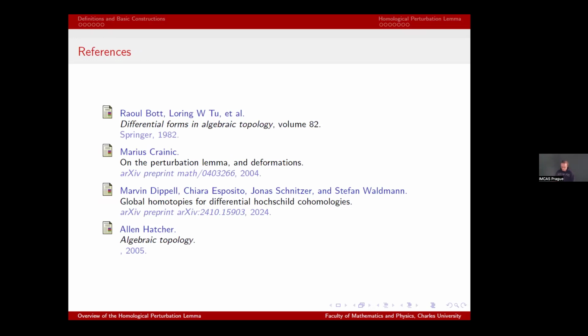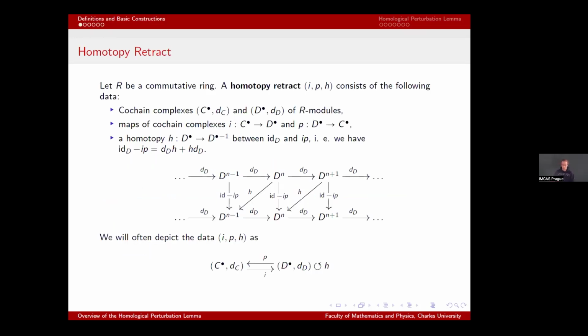So my slides follow mostly the paper of Marvin and his co-authors. So this paper, Global Homotopies for Differential Hochschild Cohomologies, the appendix. Also, I will also reference the paper by Marius Kreinik, and for the examples, I will reference the books Algebraic Topology by Alan Hatcher and Bott and Tu, Differential Forms in Algebraic Topology. So we start by defining a homotopy retract.